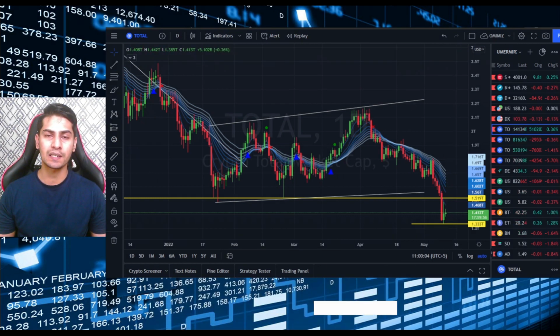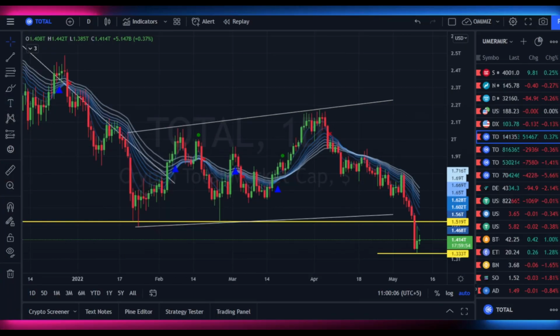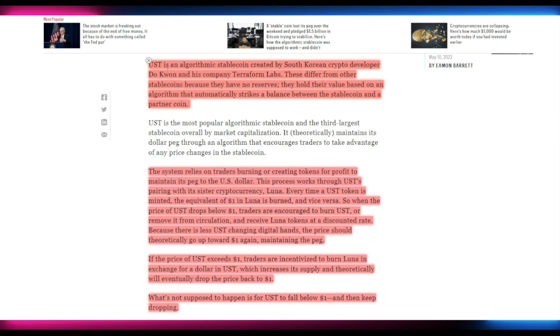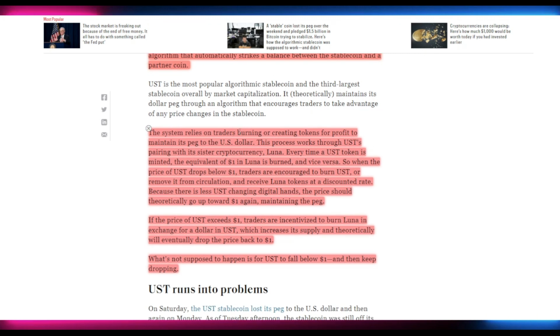Let's dive into the details, exactly what's happening with UST, which is very important for us to find out. UST is an algorithmic stablecoin created by South Korean crypto developer Do Kwon and his company Terra Labs. These differ from other stablecoins because they have no reserves. They hold their value based on an algorithm that automatically strikes a balance between the stablecoin and partner coin. The system relies on traders burning or creating tokens for profit to maintain a peg to the US dollar.